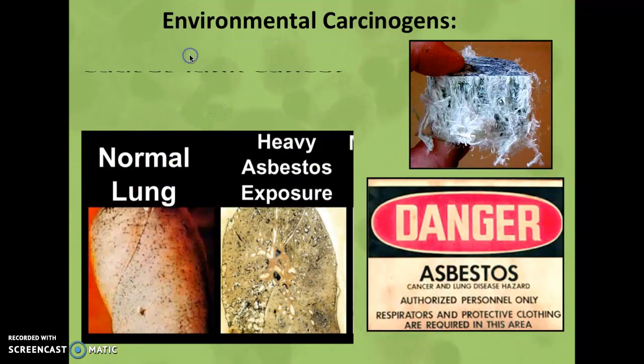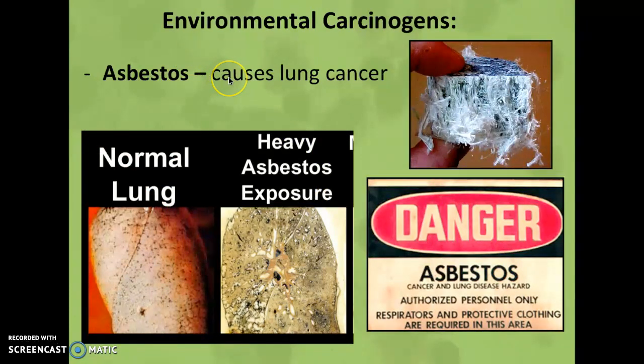Other environmental carcinogens, asbestos. Asbestos can cause lung cancer. And you see advertisements on TV, commercials that are talking about mesothelioma and stuff like that. So that's referring to lung cancer as well. So asbestos looks like this. It's a mineral. It's a rock. And it has really fine fibers that when they get into the air, you can breathe them in and they sort of lodge themselves in your lungs.